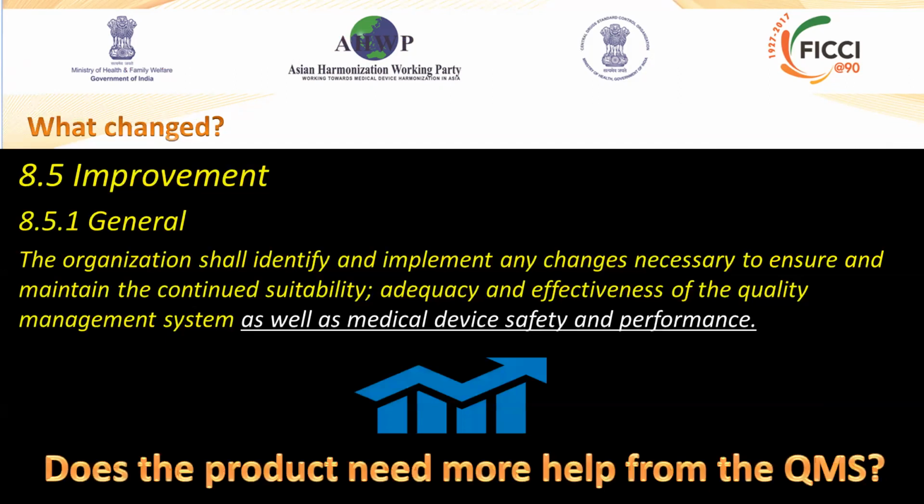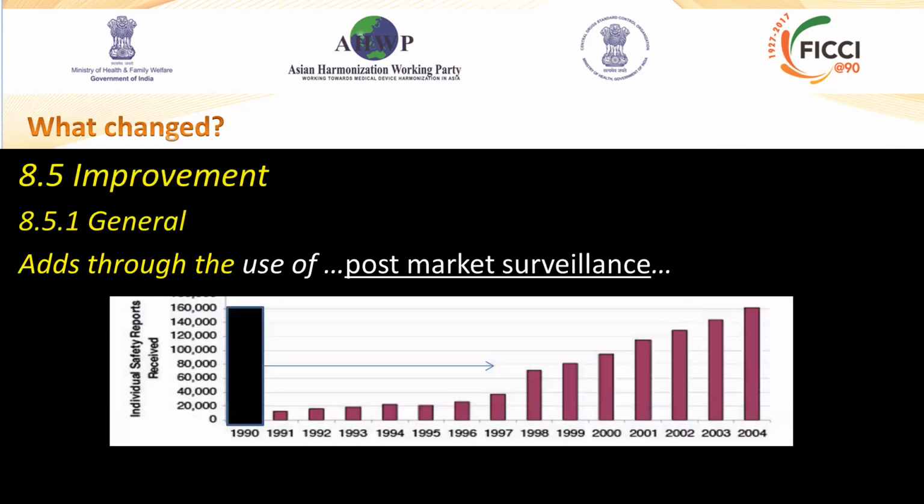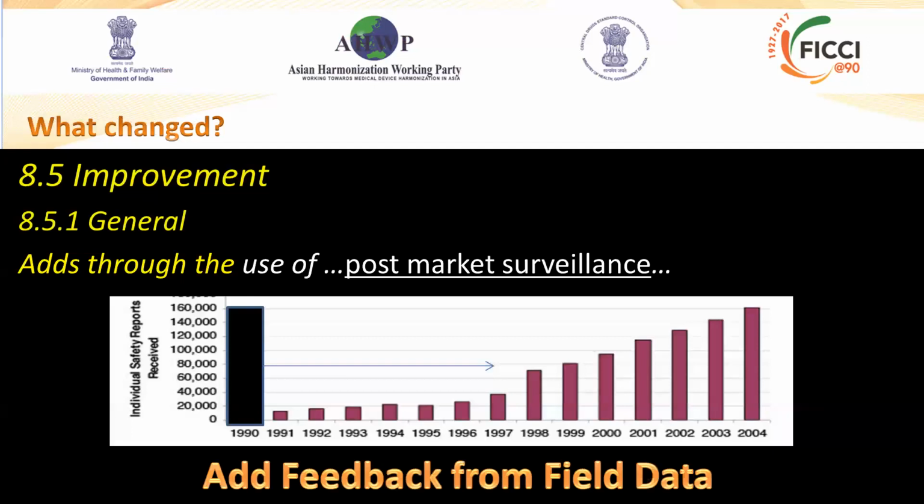And what can the quality management system do to help? And this transfers through, again, something we said before, the life cycle. So it adds the use of post-market surveillance, monitoring the effectiveness of the device and its safety over the course of time. That's essential, of course, to provide feedback to the quality management system. And this can be done, of course, through field data, looking at how many devices have been placed on the market and complaints that have been reported or serious incidences.